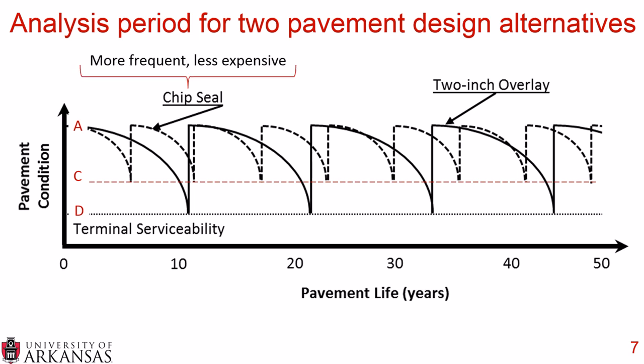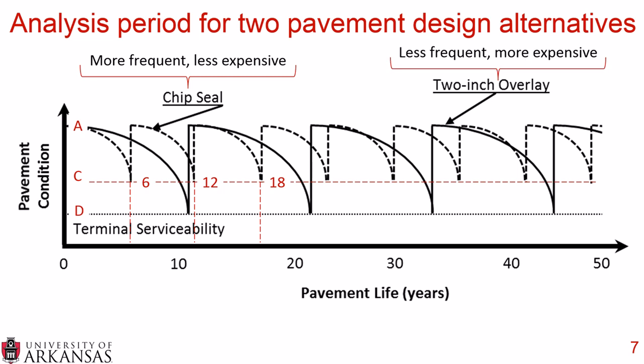Chip seals tend to be applied more frequently, however, they're less expensive. So you apply a chip seal at 6 years, 12 years, 18 years, and so on, and you can compare that to a 2-inch overlay, which is applied less frequently, but it tends to be more expensive. And you can see here a 2-inch overlay is applied at year 11, year 22, and these go on and on for as long as your analysis period is.